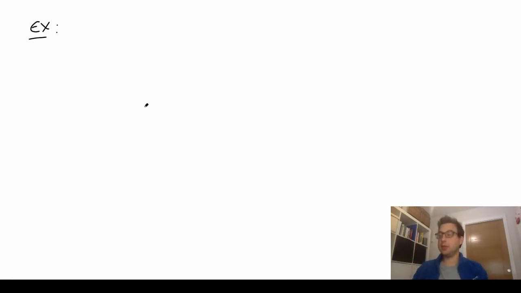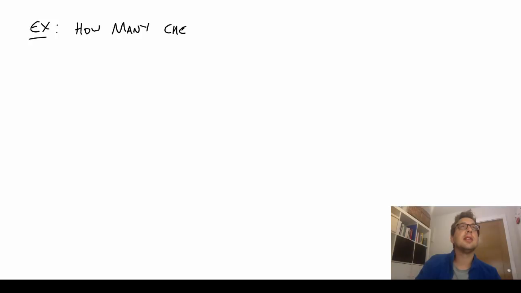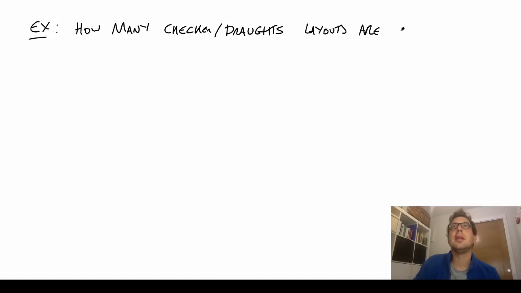So it's a similar question to the banana question, actually, just on a slightly bigger scale. So think of it this way: how many checkers or draughts, two different names for the same game, layouts are there? Well, we've got 64 tiles in total on a checkers board, but only half of them we use, so we've got 32 tiles to use between them.